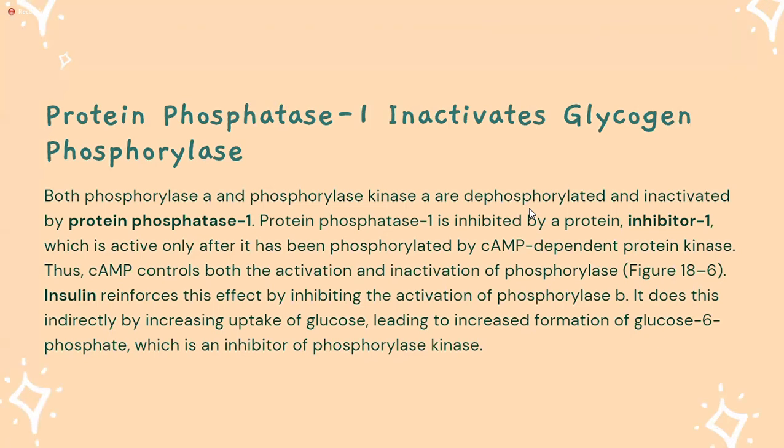Protein phosphatase 1 inactivates glycogen phosphorylase. Okay, so that's your phosphatase there, which removes the phosphate from the phosphorylase. So once you remove the phosphate there by a phosphatase, then that becomes inactive.